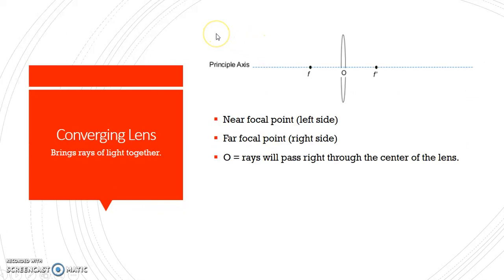So here's an example of a converging lens. This is going to bring rays of light together. Right here on the left side, we have the near focal point, and over here on the right side, the far focal point. And this O is the center of the lens, and if light passes right through the center of the lens, represented by the O, it's going to travel in a straight line.